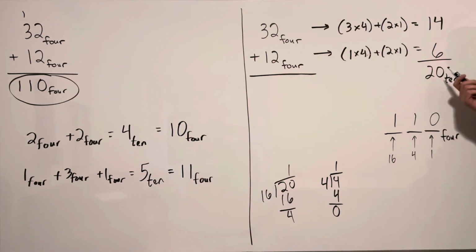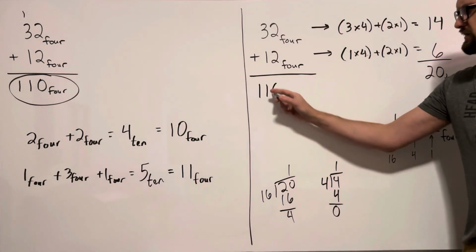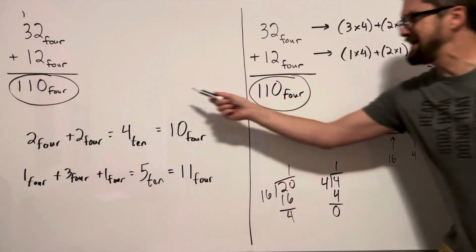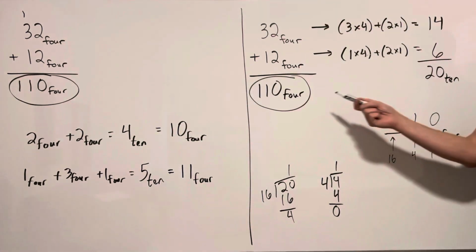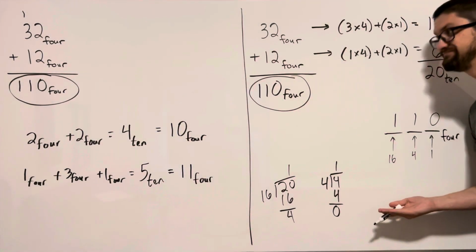All right, so I converted them both to base 10, added, and then I took that base 10 number and converted it back to base 4. So that's going to be the answer. And you can see that it matches up with the other way of doing it. Which way are you going to do it? There you go.